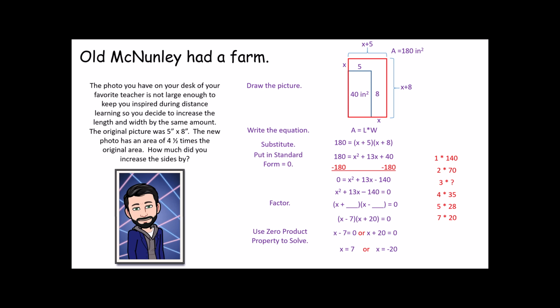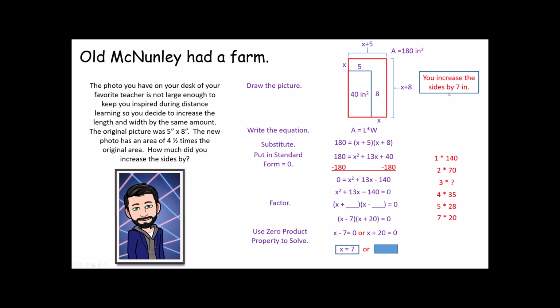Now, because we're talking about how much we increased the sides, negative 20 would not increase the sides, it would decrease the sides, it would actually make the sides negative, so we know that answer doesn't make any sense. The x equals 7 must be our increase. Notice, by the way, the question says how much did we increase the sides? We have our solution here.